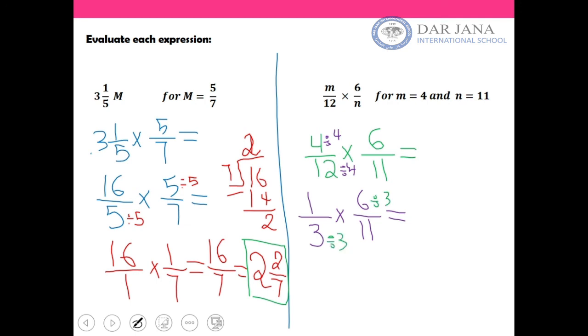And then I'm going to rewrite it again. So it's going to be 1 over 1 times 2 over 11. And the answer will be 2 over 11.